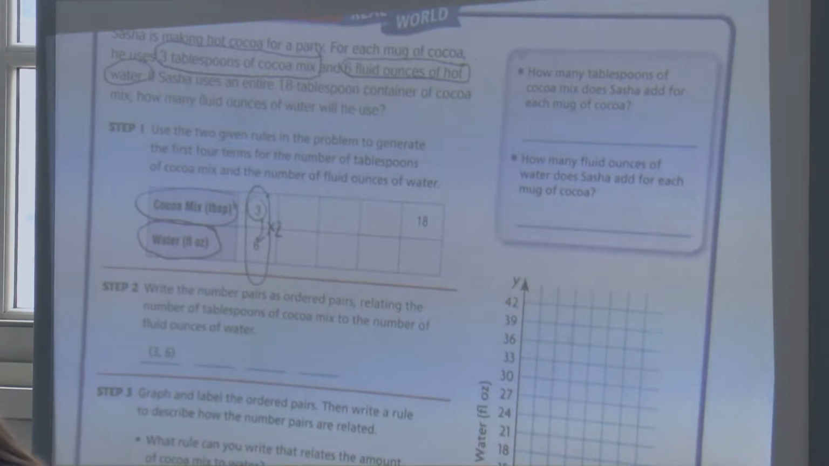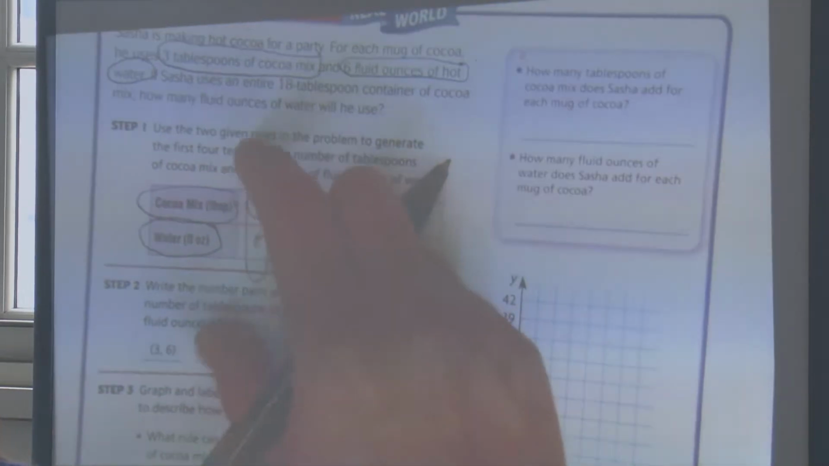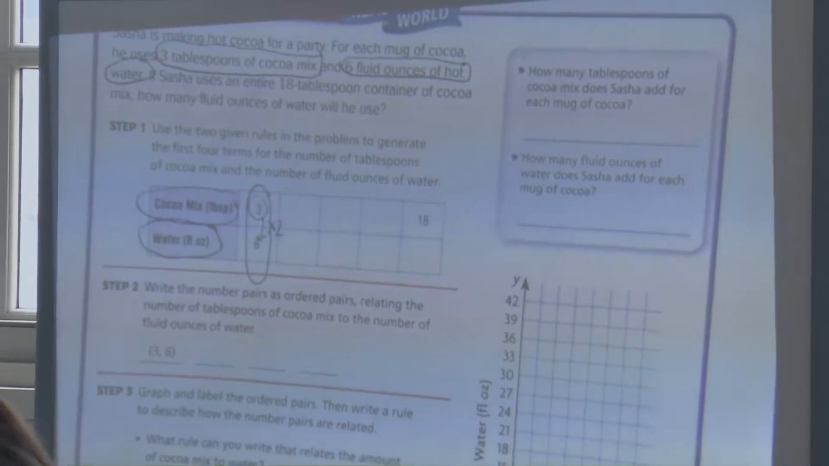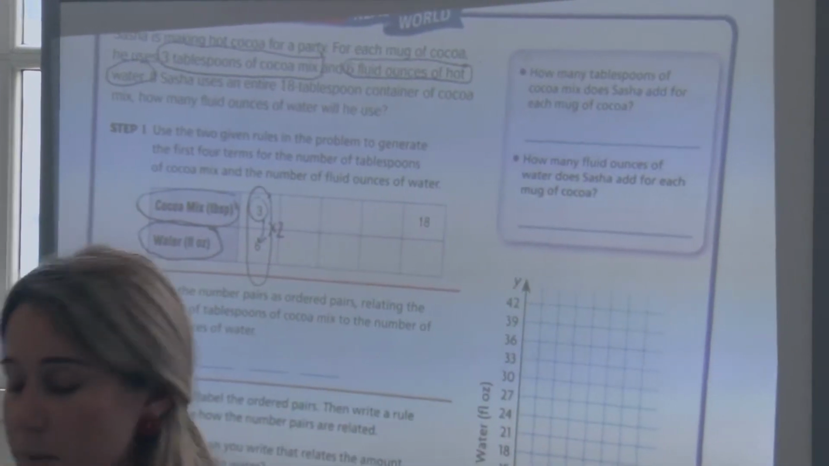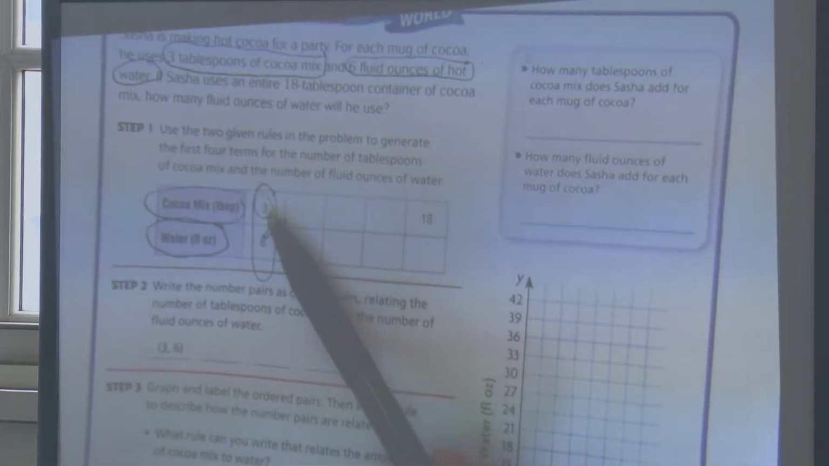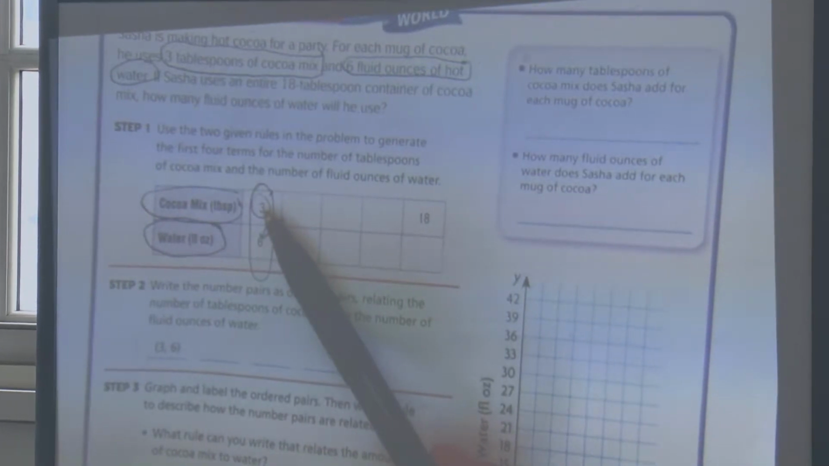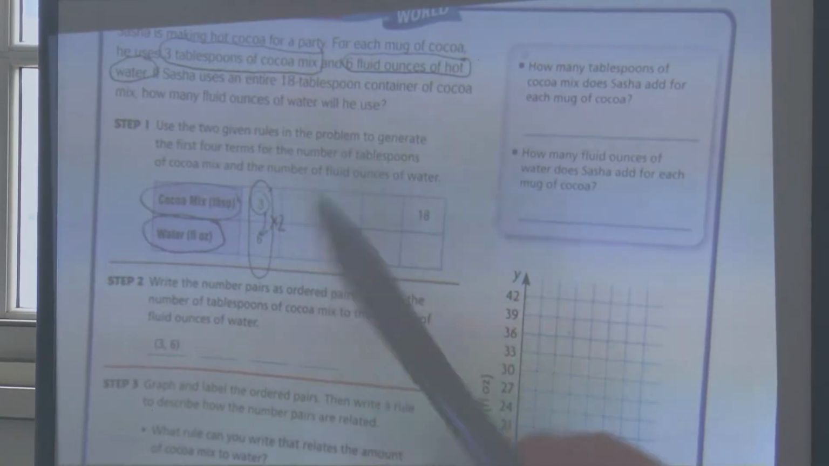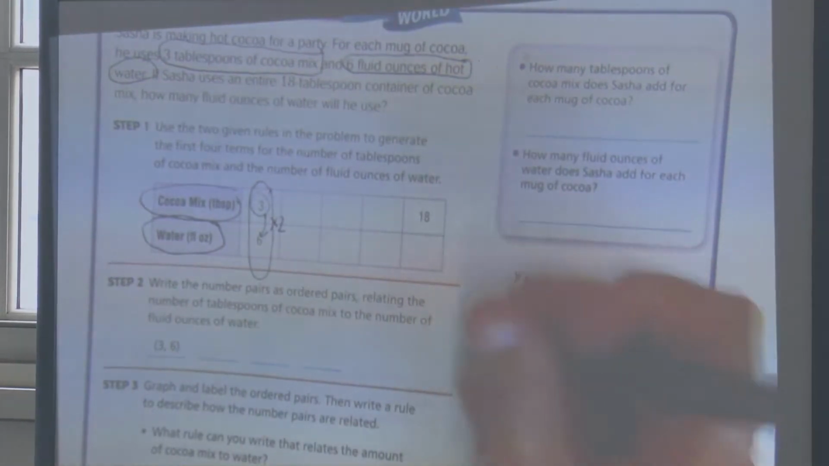Yes? Yes. Some of you are trying to combine the mix and the water. That doesn't make much sense. The rule needs to work for each one, so let's make sure it does. All right, he's making 1 batch of cocoa mix. Yeah? What if he wants to make 2 batches of cocoa mix? How much cocoa mix will he use? 6 potatoes?